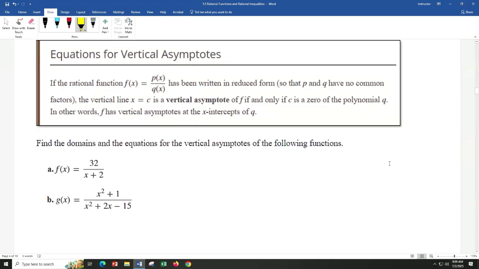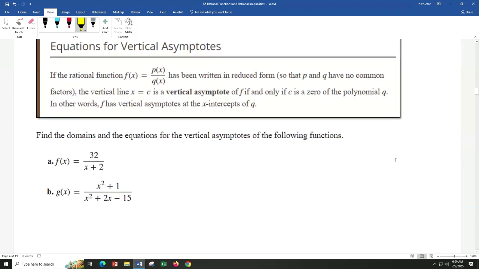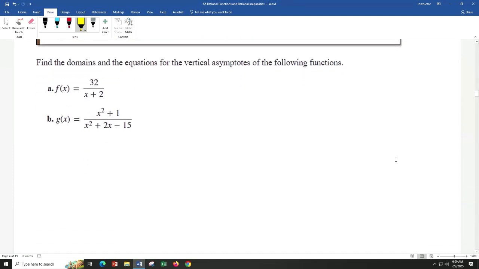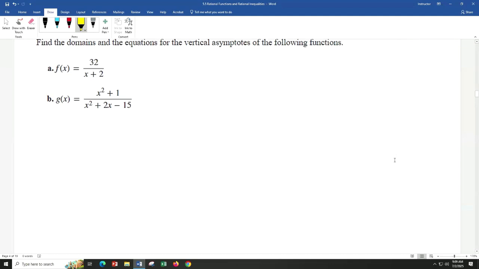Equations for vertical asymptotes. Look at this one right here. Find the domains and the equations for the vertical asymptotes of the following functions. Look at A. Remember, a vertical asymptote is basically anywhere that guy cannot equal what? Look at the first one. You're just finding a restriction, aren't you? If you want to call it a restriction, right now we're actually finding asymptotes.